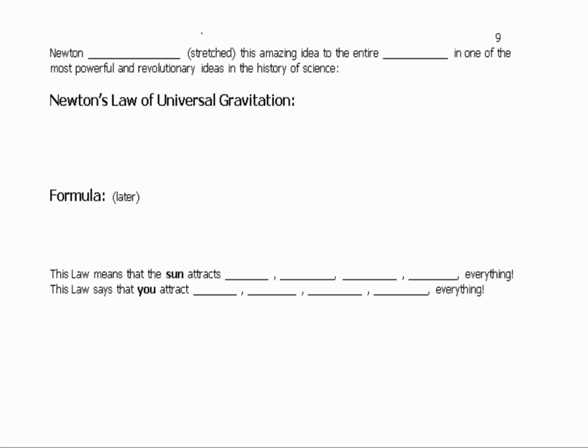So we're in Unit 5 talking about astronomy, space, and gravity, and we're talking about gravity specifically right now. Newton extrapolated, or stretched, this amazing idea to the entire universe, and it is one of the most powerful and revolutionary ideas in the history of science. We have Newton's law of universal gravitation.